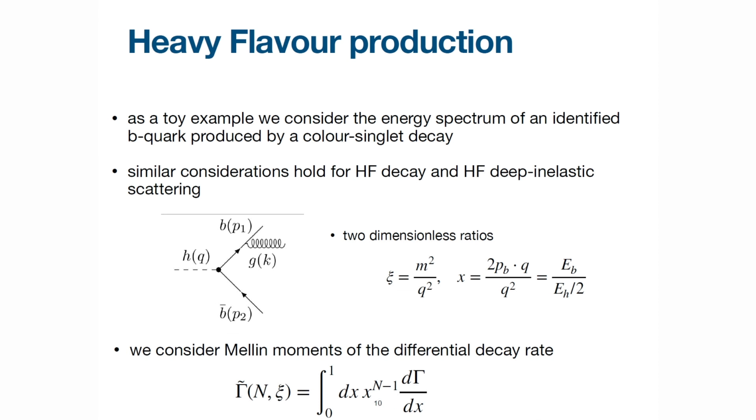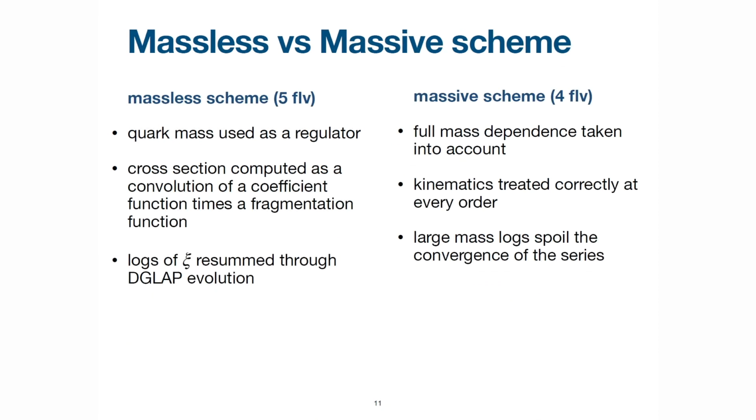And typically, just a technical ingredient, we look at the Mellin moments of the decay rate as a function of x. So in particular, we'll be interested in the region x to 1, which corresponds to the region N to infinity. Okay, so there are two conceptual ways of tackling this calculation. You can work in a scheme, which I'm going to denote as the 5-flavor scheme, but really what I mean is that the B quark is considered massless, and its mass is only retained as a regulator of the collinear singularities. If you follow this calculation scheme, the cross-section factorizes naturally into a product of a partonic coefficient function times a fragmentation function.